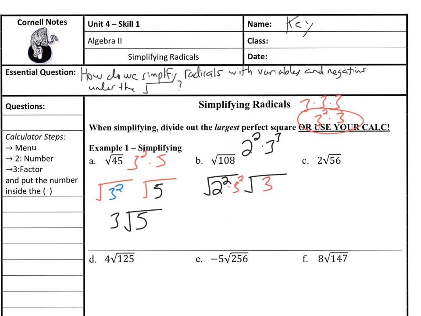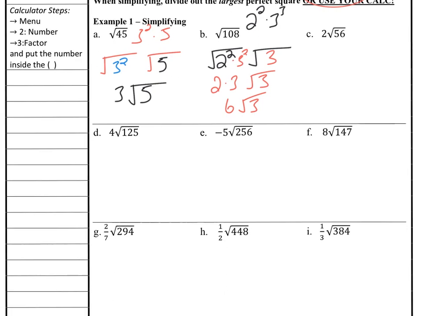I am going to square root. Well, the square root and the squared actually cancel. So I end up with 2 times 3, square root 3. Now, I don't expect you to ever write that again because I know that you can do 2 times 3 in your head and get 6 radical 3. All right, we're going to skip C and move on down to D.